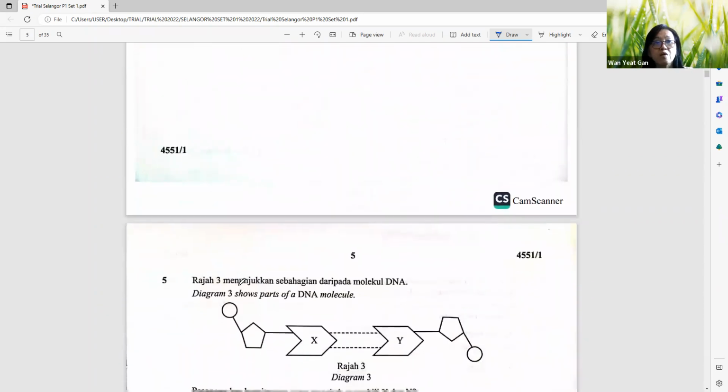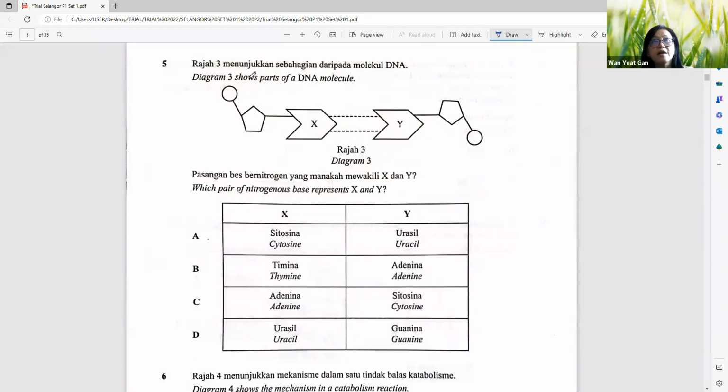Okay, now we are at question 5. Diagram 3 shows part of a DNA molecule. Which pair of nitrogenous bases represent X and Y? This is a DNA molecule. So DNA has A, T, G, C: adenine, thymine, guanine, and cytosine. So any of this pair, AT or GC, right? So it can be TA or AT. So the answer is B.